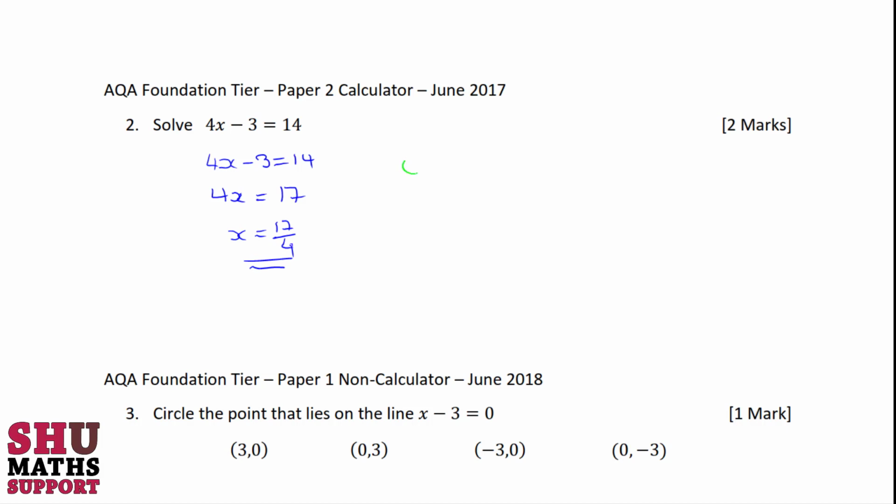So 4x minus 3 is equal to 4 times 17 over 4 minus 3. And then this should equal 14, but let's see what happens. So we have 4 times 17 over 4, but we should be able to notice that the 4s would just cancel out to leave 17 minus 3. And 17 minus 3 is 14, which means our solution is correct.